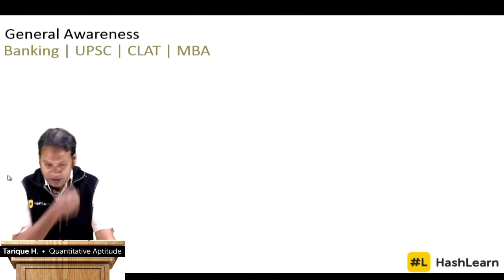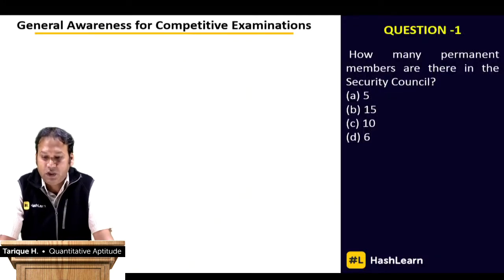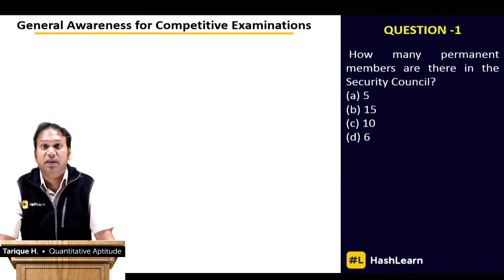Okay. So let's see the first question, which is a question from the Security Council. How many permanent members are there in the Security Council? As we know, the UN has three parts. You can say we divide the United Nations into three main bodies. One of the main bodies of the United Nations is the General Assembly.